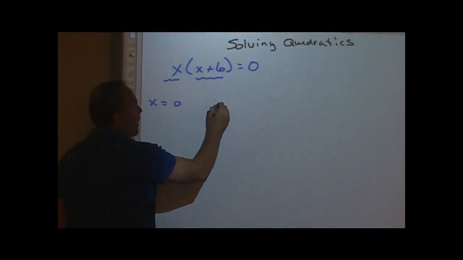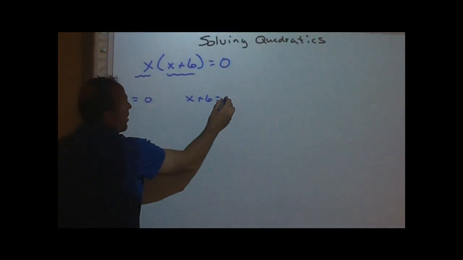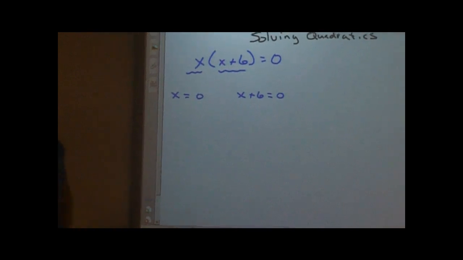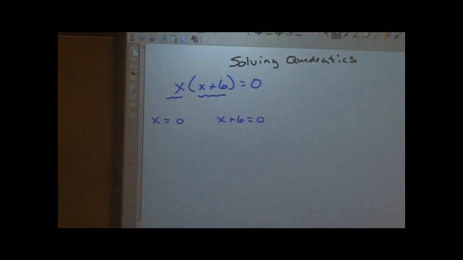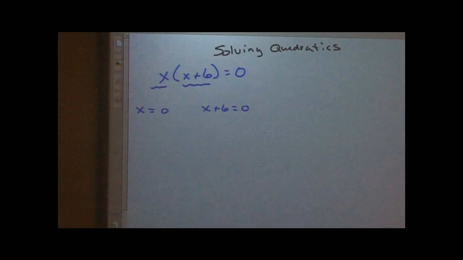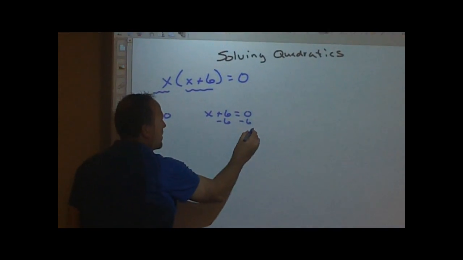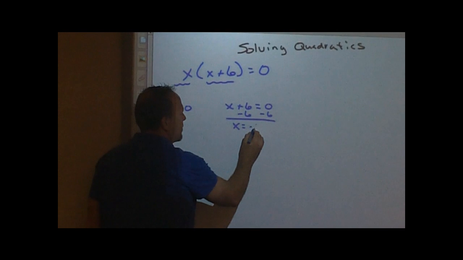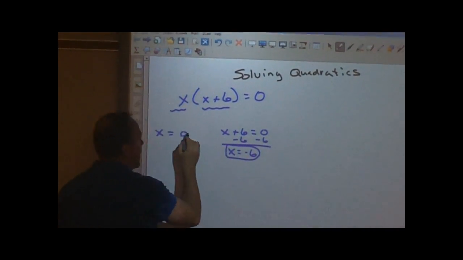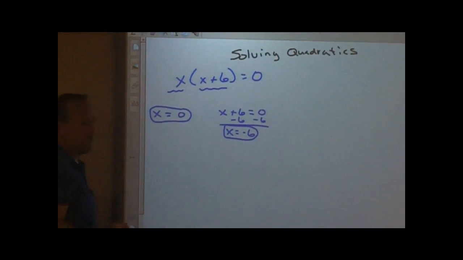My second term, x plus 6, set equal to 0. If you can see with mental math that x is going to equal negative 6, you just put x equals negative 6. Or you can solve it: subtract 6, subtract 6, x equals negative 6. So this and this are both your answers.